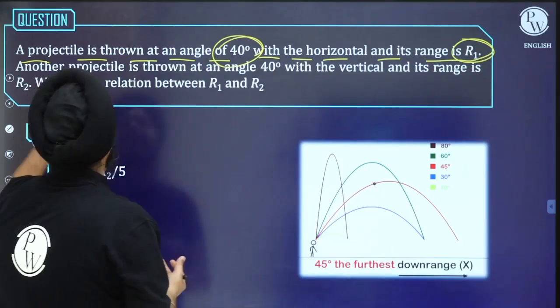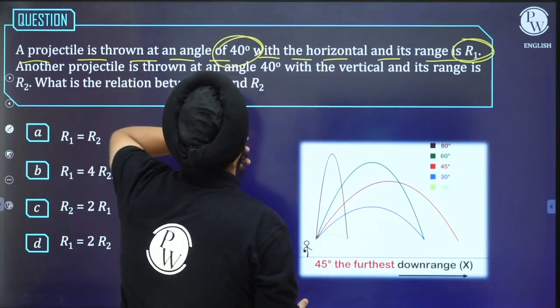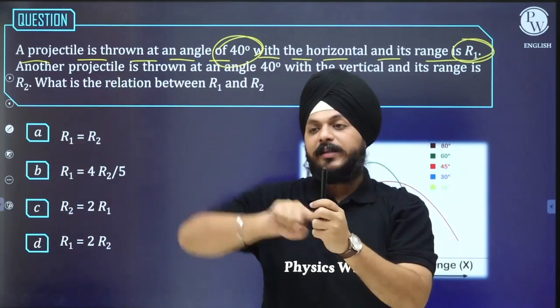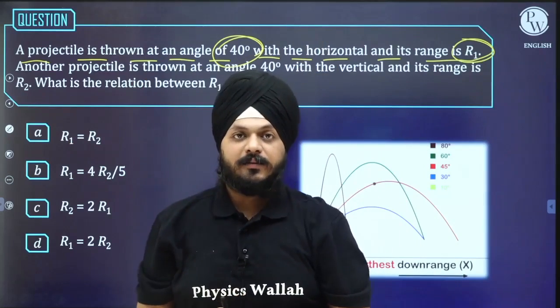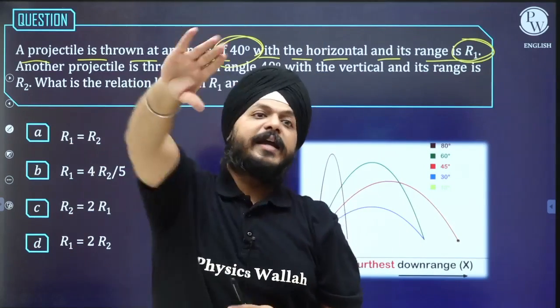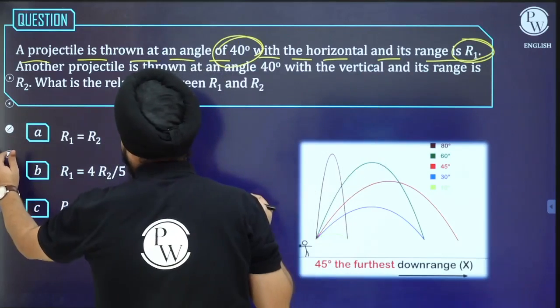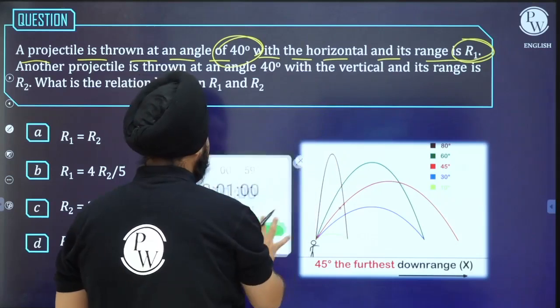So now let's move on. See, a projectile is thrown at an angle of 40 degree with horizontal and another at 40. See, two projectiles are thrown. One 40 degree with respect to horizontal, second 40 degree with respect to vertical. The first has range R1, second has range R2. So how to identify the relation between R1 and R2? A nice concept is coming in front, a special case of the oblique projectile motion.